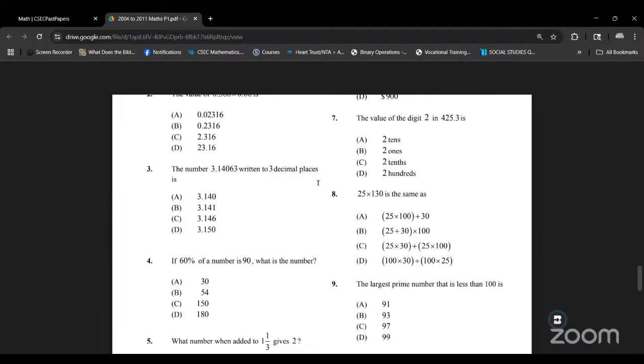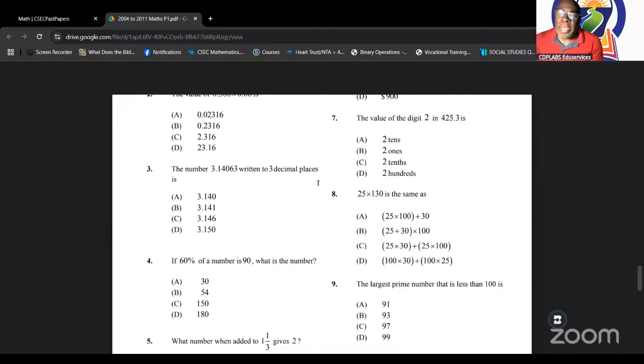If I multiply 25 times 130, that will give me one number. And then if we do 25 plus 30 times 100, we will not get the same value. You need the same value. Okay. All right. Good. So we're eliminating B then. B could not be the answer based on that thinking.